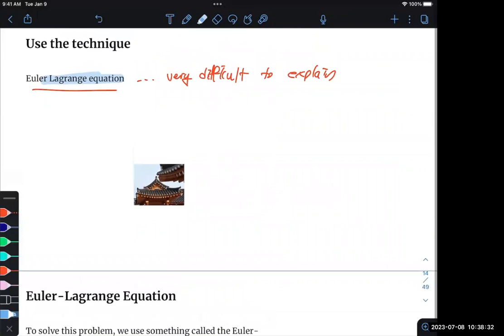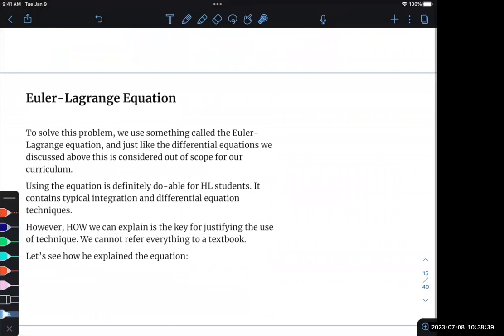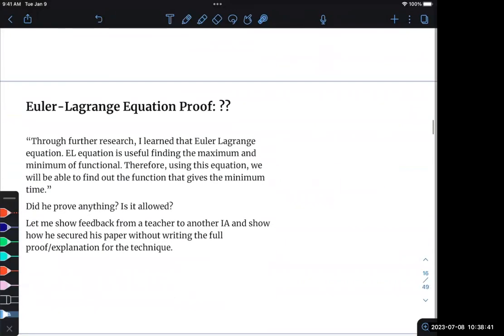However, the thing is this. He carried on writing about this very fancy equation. He carried on solving that equation. But this is the paragraph that he wrote. He said, "Oh yeah, through further research, I learned the blah blah equation, and this is used for finding the maximum and minimum of a functional." You don't learn something called a functional in high school. And then he just carried on solving it, right? But if you look at it, he didn't prove anything. He didn't actually explain how he would have come up with that equation.